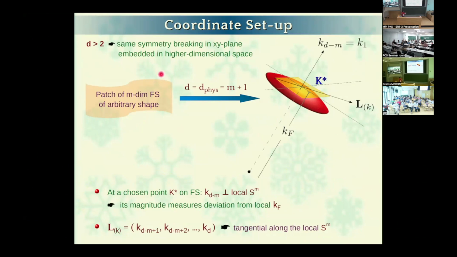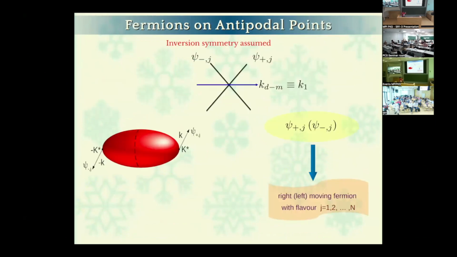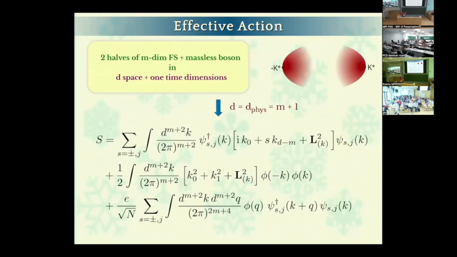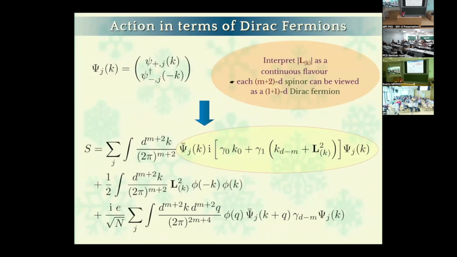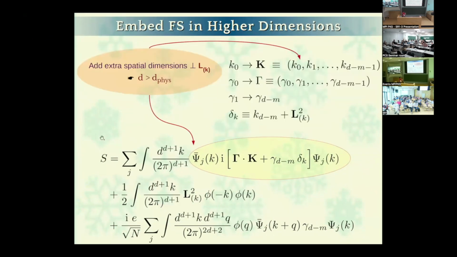We have to erect a coordinate system where we take a patch of the Fermi surface with a tangential momentum vector and a perpendicular momentum vector. With that, I take the right moving and left moving fermions on the two antipodal points and write down the fermionic part of the action, the bosonic part of the action, and the interaction between the two. There is a trick of writing these plus and minus fermions in a Dirac fermion-like form just to facilitate the computations. And then we add some extra special dimensions to do the dimensional regularization.